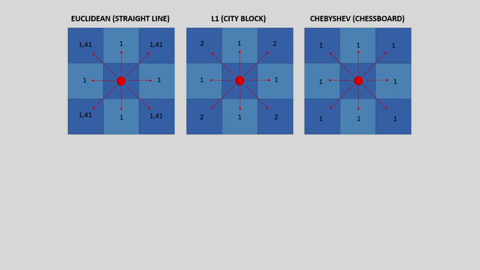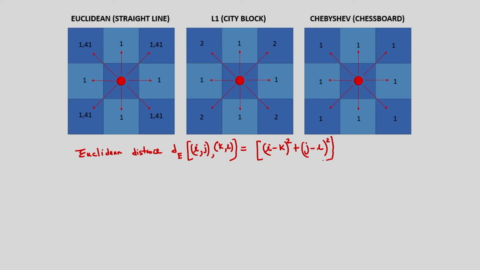Now corresponding to this neighborhood I can determine the Euclidean distance, the city block distance and also the chessboard distance. So how to define the distances? The Euclidean distance is defined like this. Suppose the Euclidean distance is DE, and I am considering two points I J and K L. So it is I minus K whole square plus J minus L whole square, the whole raised to the power 1 by 2. This is the Euclidean distance.